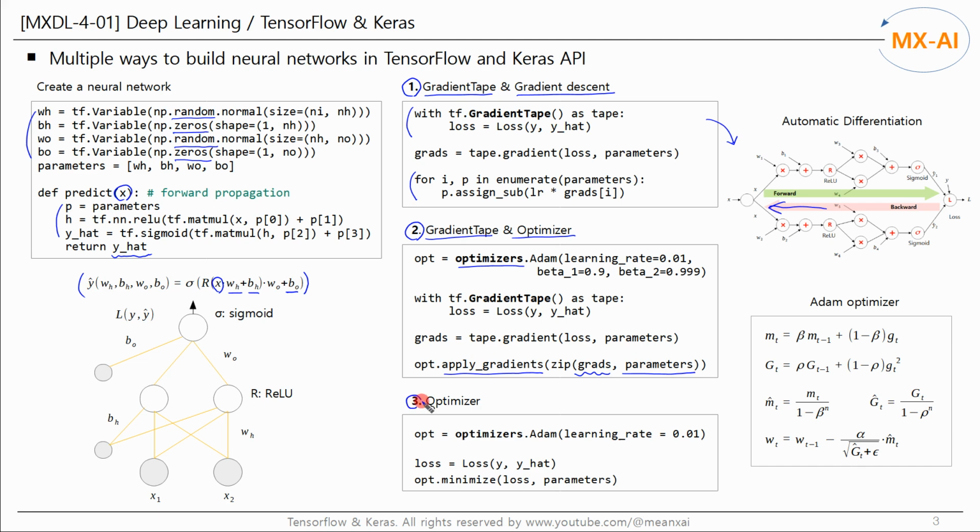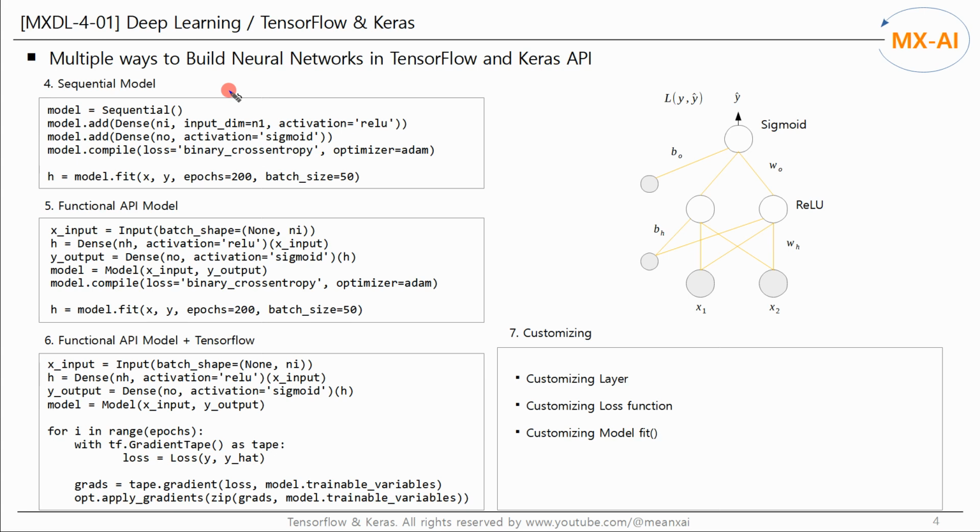The third method is to use the optimizer's minimize function. This updates the parameters to minimize the loss. The minimize function uses gradient tape internally to perform automatic differentiation. This makes coding a little more convenient than the code above. There are also many ways to implement neural networks using Keras. We will cover this in the next video.